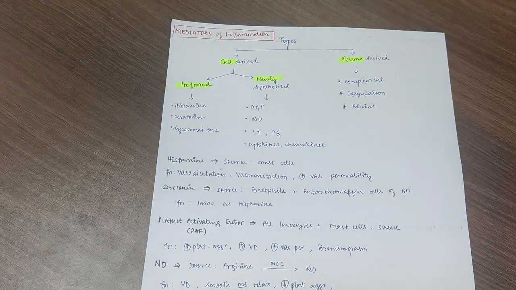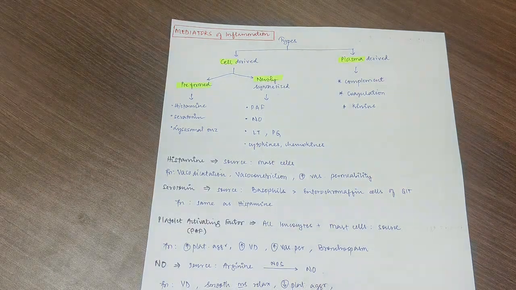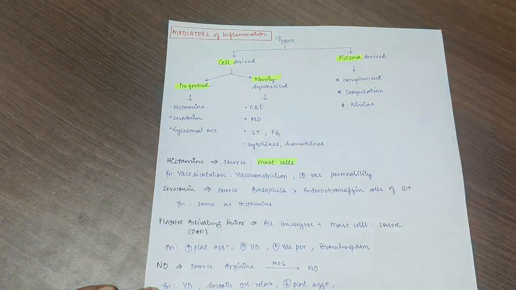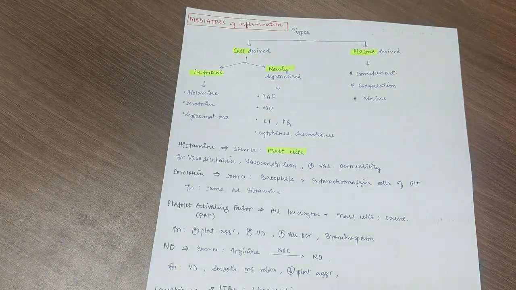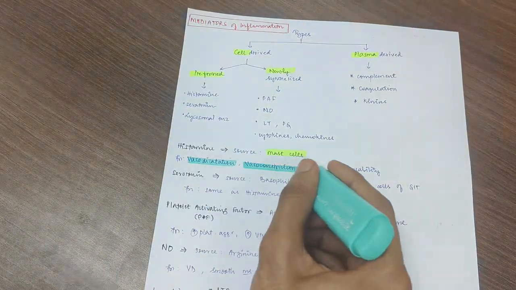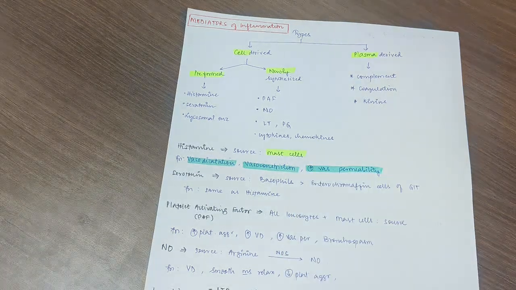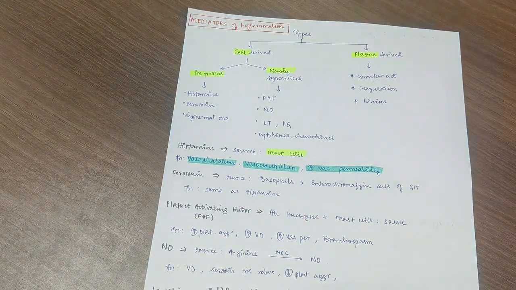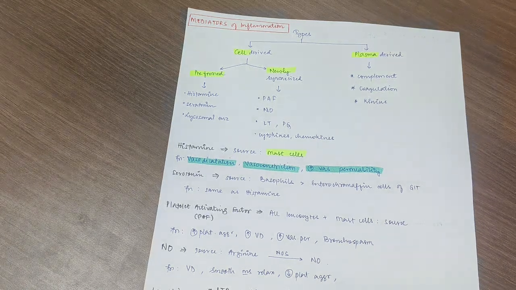Next, histamine. What is the source of this histamine? The main source of histamine is mast cell. So, what is their function? It is vasodilatation, vasoconstriction, and increased vascular permeability.